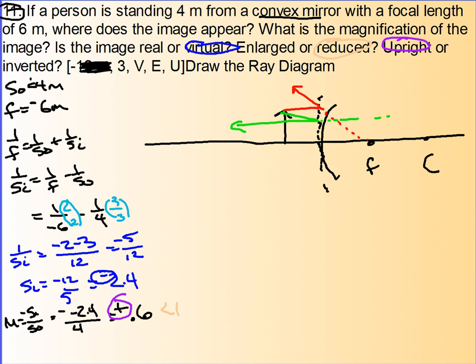And the last one is straight through the center, which is right there. So once you hit the mirror, you start doing dotted lines. All right. So there's my image. That's where these three intersect. Now we see, indeed, we have a reduced virtual upright image.